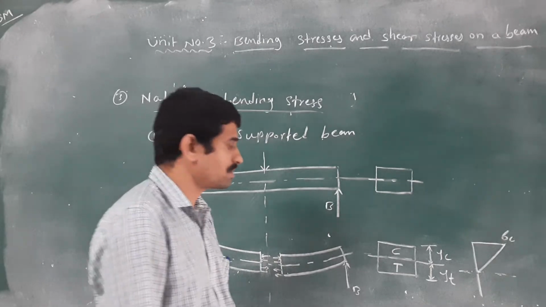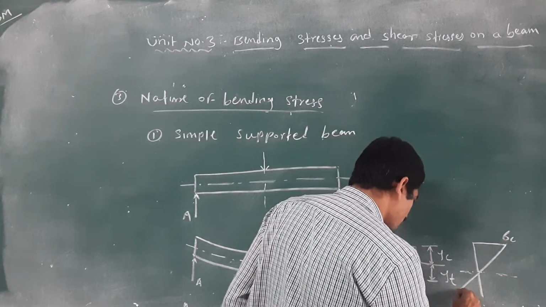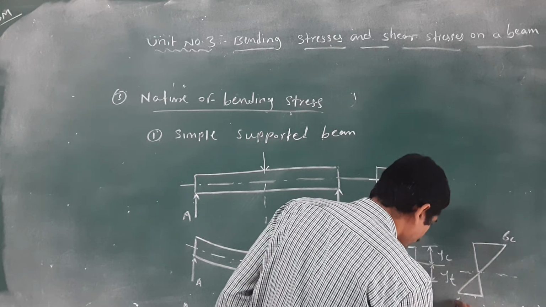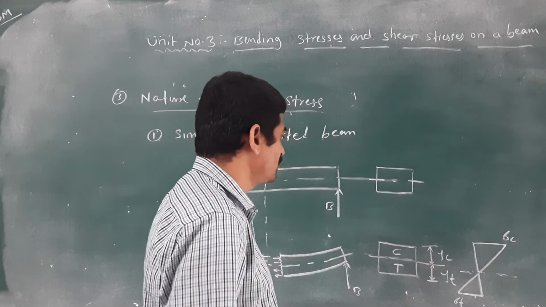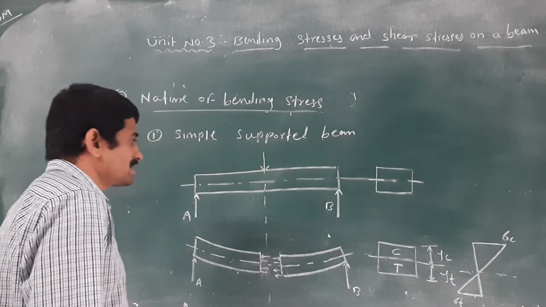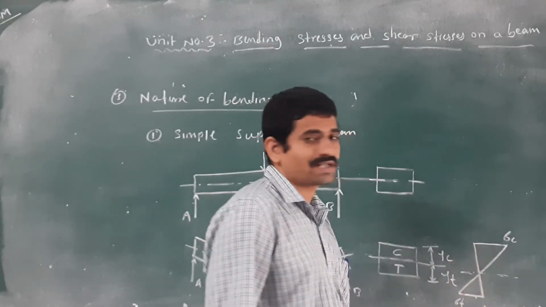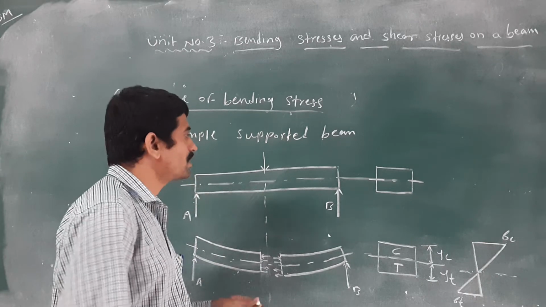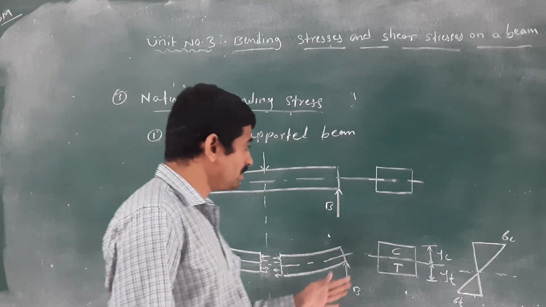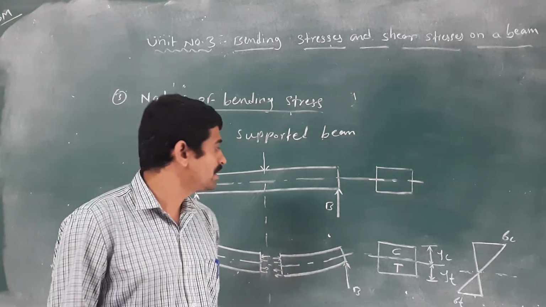Remember that. No stress is induced. Then again you will get, at the bottom, sigma T. Tensile stresses are induced. This is the bending stress diagram. In numericals you will be asked to draw the bending stress diagram. Okay, all of you clear?